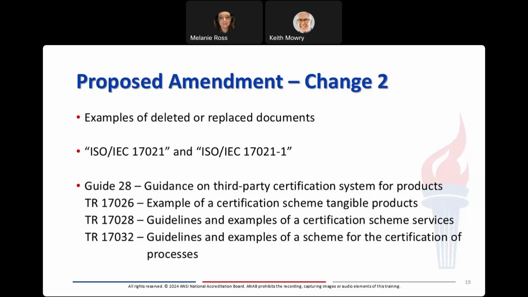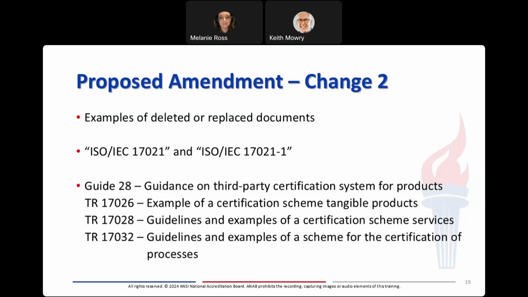So some examples of that, and perhaps the biggest one, is ISO IEC 17021. We know that ISO IEC 17021 is normatively referenced in 17065, but technically 17021 does not exist anymore. It's no longer published. Instead, 17021-1 is now the standard that has taken its place. And so the amendment proposes to update the references from 17021 to 17021-1. And again, it's just editorial.